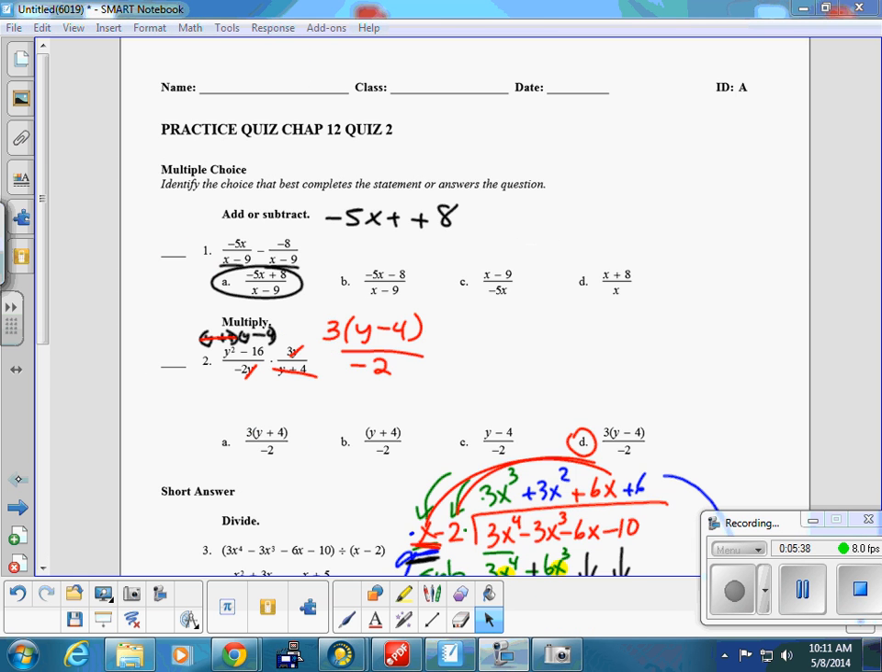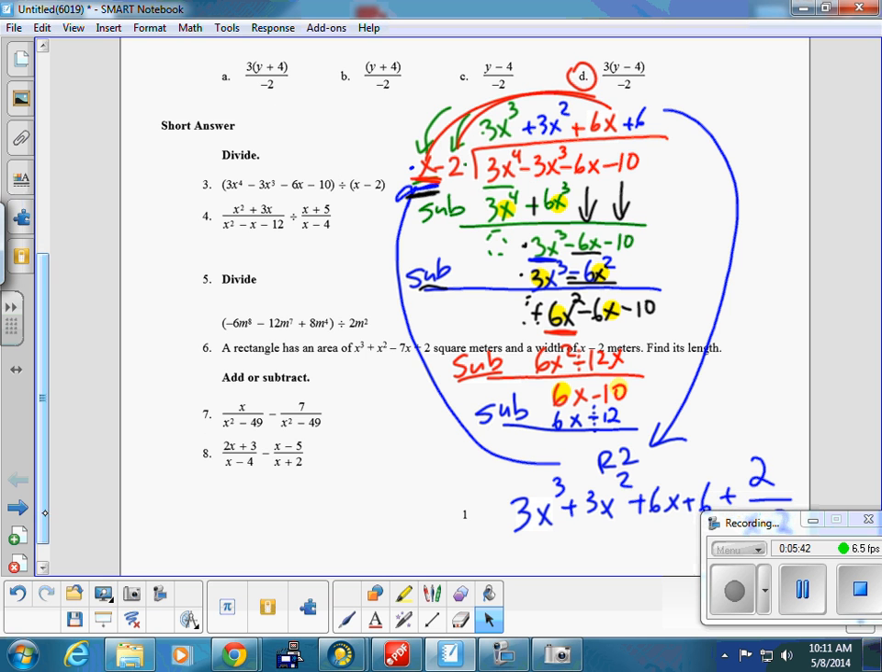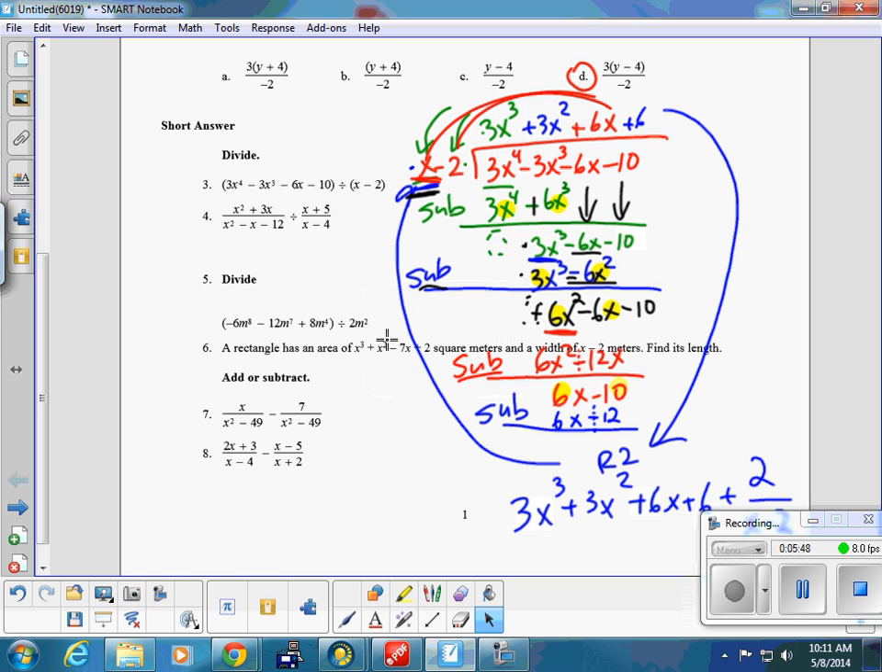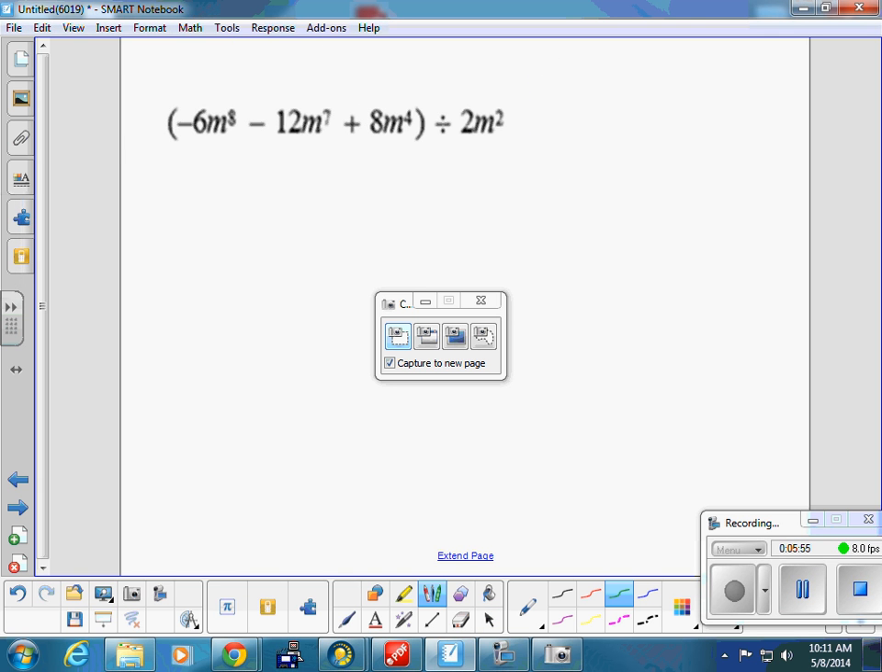Okay, moving on to number 5. Divide. Okay, now you could use long division with this, or you could do the method I taught you. So we could do both methods here. Either method will work. One thing you want to do is divide each one by this.